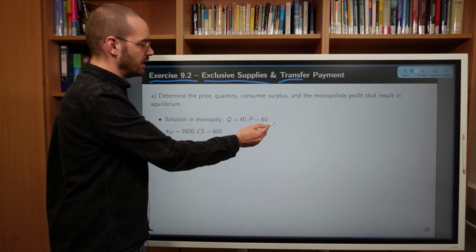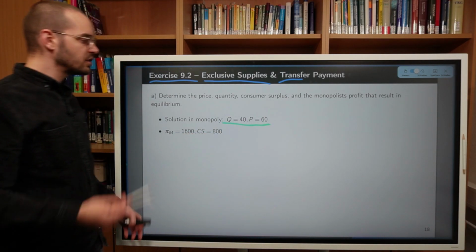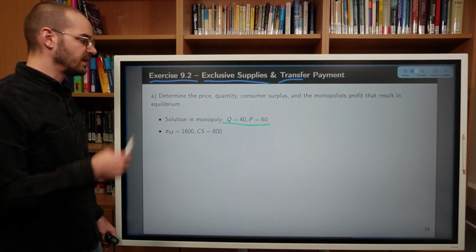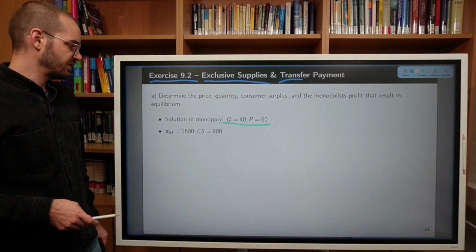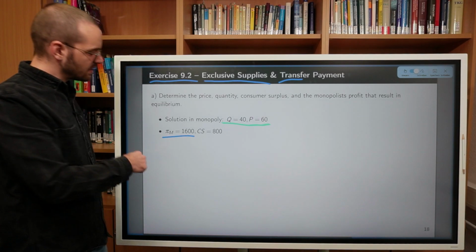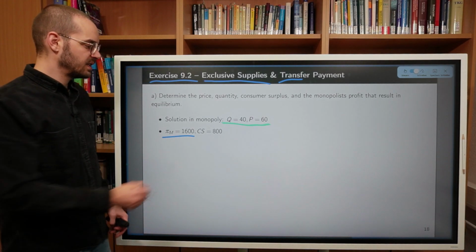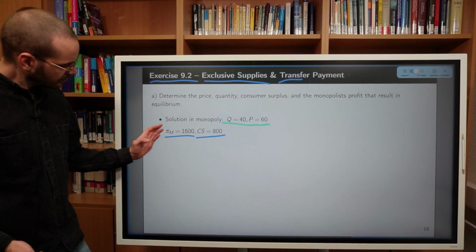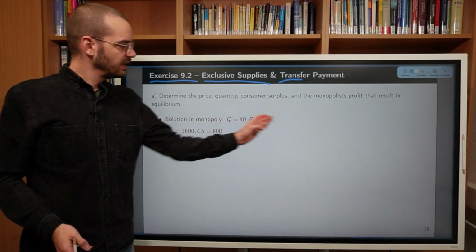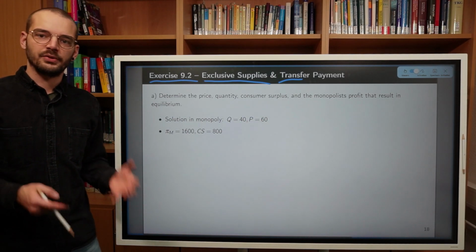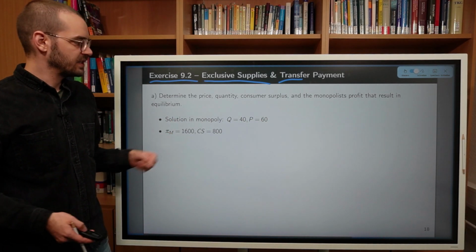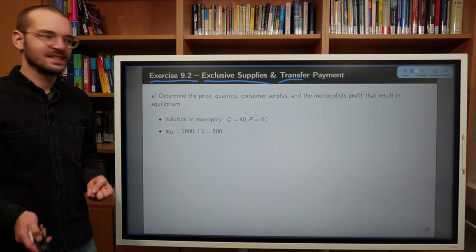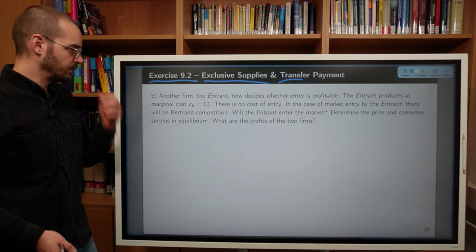So we know the equilibrium in this benchmark situation will be a quantity of 40, a price of 60, profits of the monopolist of 1,600 and consumer surplus of 800. This, as I said, is just a point of comparison for future tasks. So let's continue with these future tasks. Let's dive right into task B.